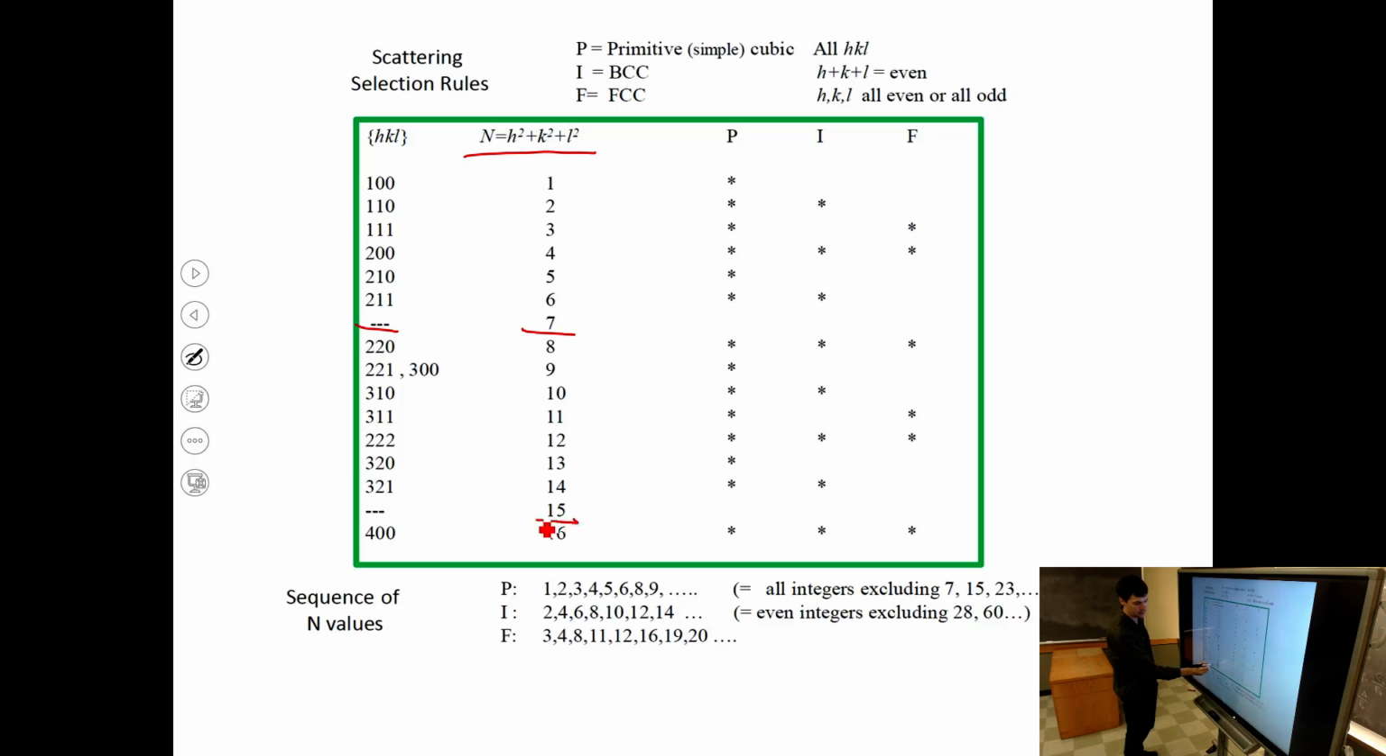Here's another one at 15. You don't have any Miller indices that would give you h squared plus k squared plus l squared equal to 15. And so this one is also absent. So all of them are allowed, but some are noticeably missing.